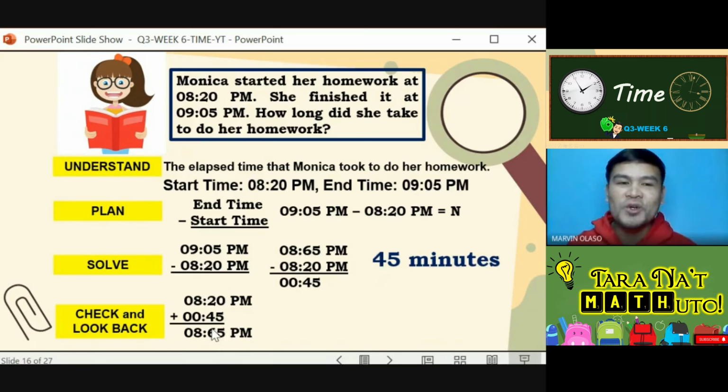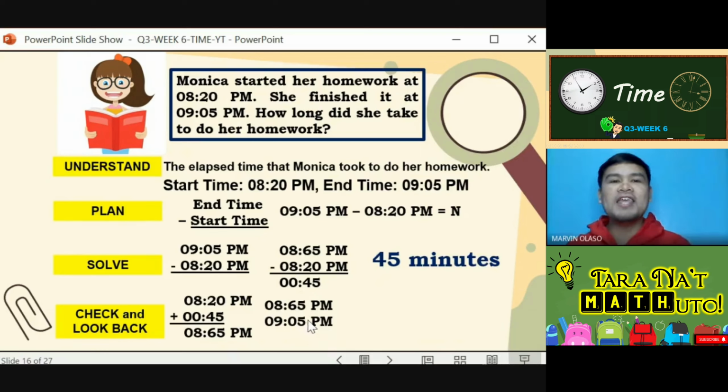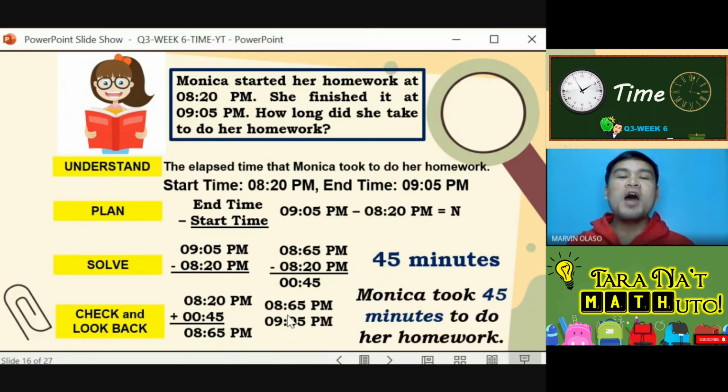Idadagdag natin yung 60 doon sa 8, magiging 9, matitira na yung 5. So, we have 9:05 p.m. which means yan yung ating end time. So, bumalik tayo. So, it means that our answer is correct. Monica took 45 minutes to do her homework. Ayan ang ating final answer. All right. Ayan, I think we are done with the 3 topics for this episode.